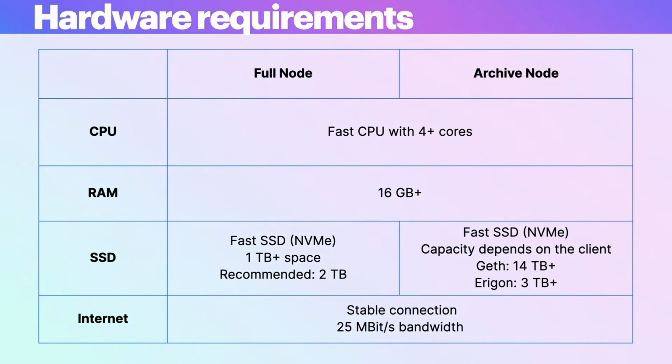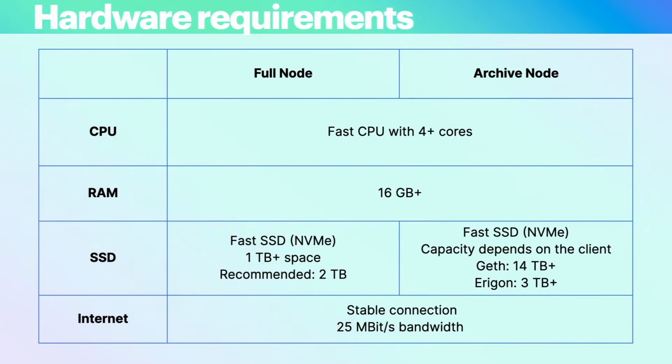In general, requirements are quite similar for both full and archive nodes, with one exception: disk capacity. So CPU for both full node and archive node needs to be relatively fast with 4 or more cores. RAM, as usually, the more the better, but at least 16 gigabytes, you should be fine with that. 32 if you can afford it. And SSD, choose the fast one in both cases, NVMe. And then depending if you want the full node or archive node, for the full node, I recommend 2 terabytes. You probably can live with 1, but you would be close to capacity. So 2 is much better.